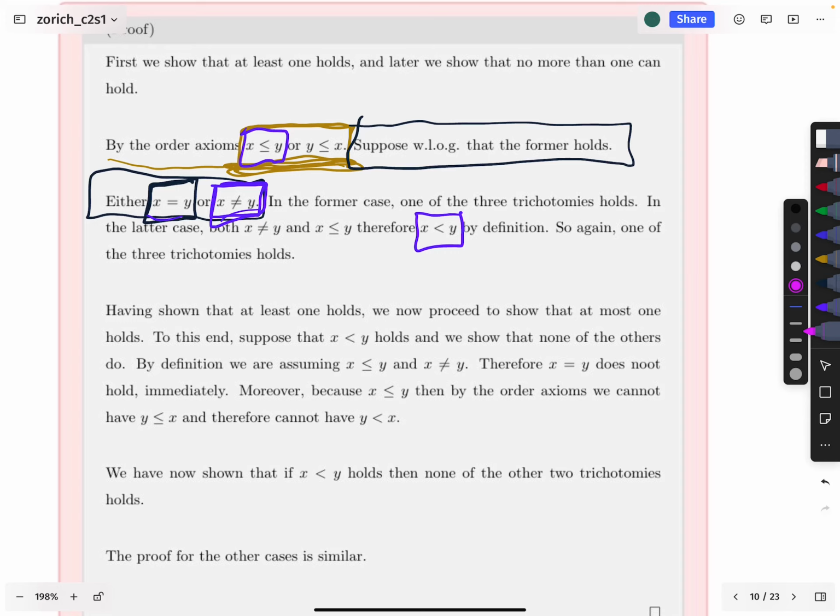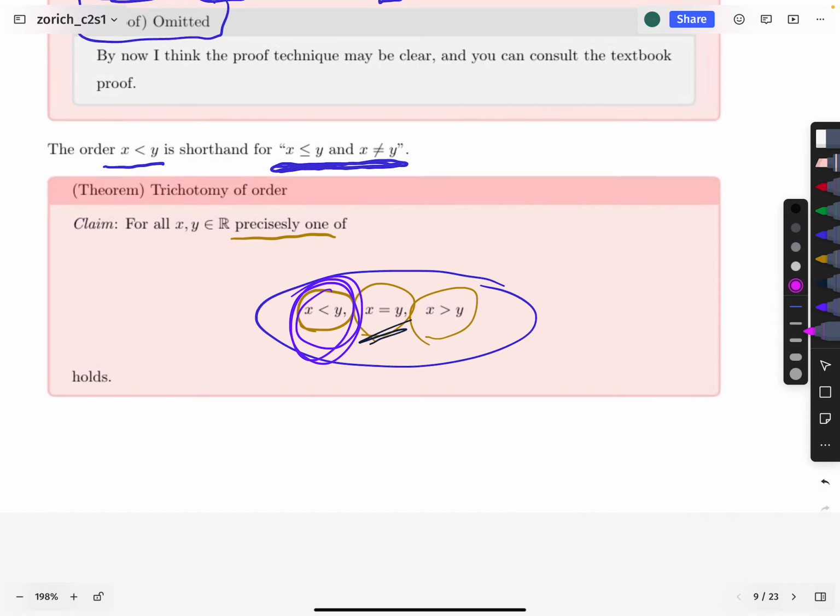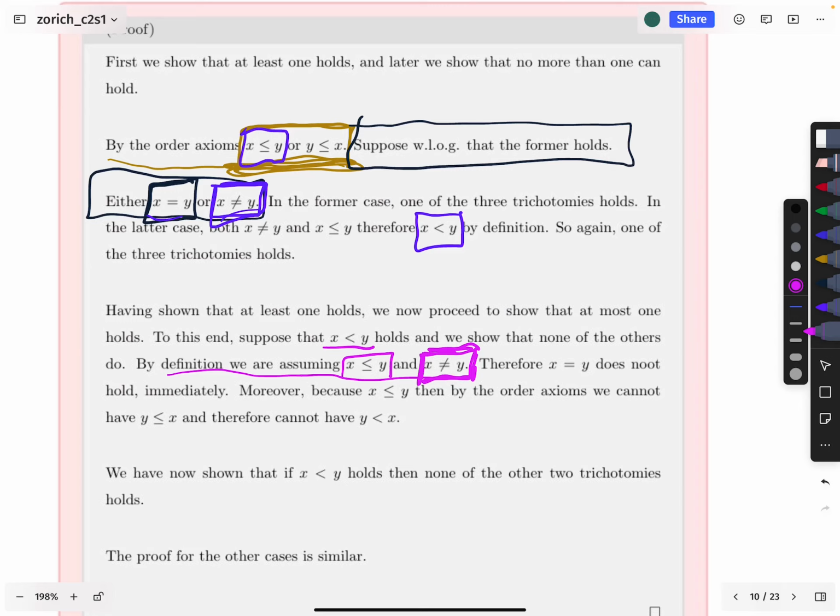We now have to proceed to show that if one of them holds, the other two do not. Let's pick somewhat arbitrarily and assume that x is less than y. Let's assume that that holds and show that the other two must not hold. Well, by definition, what it means for x to be strictly less than y is that x is less than or equal to y and that they are not equal. That already shows that the middle one, x equal to y, does not hold in this case. Because of this assumption, that equality does not hold.